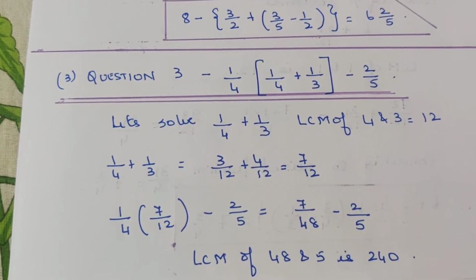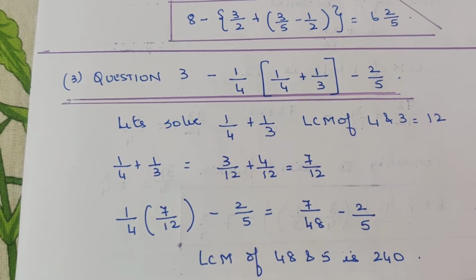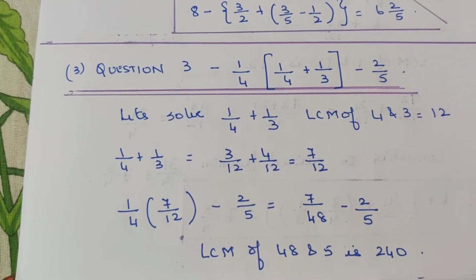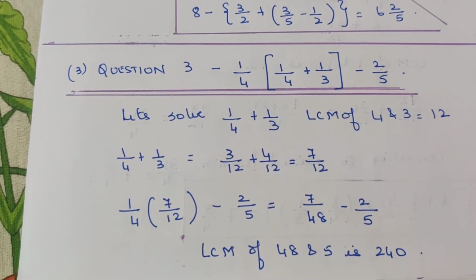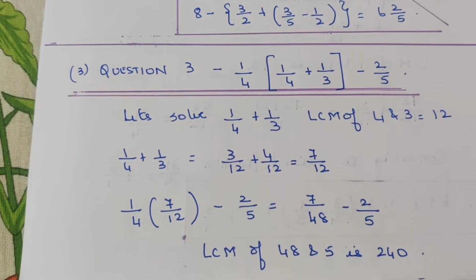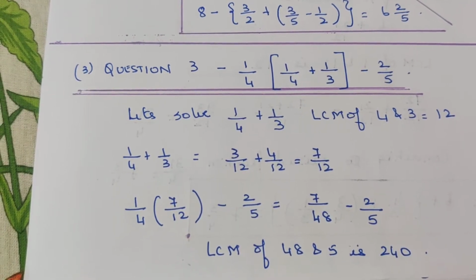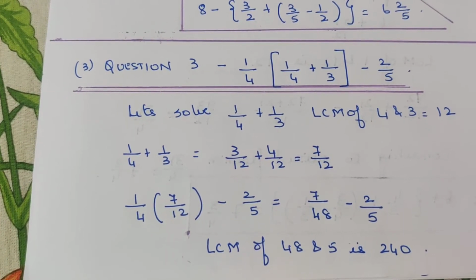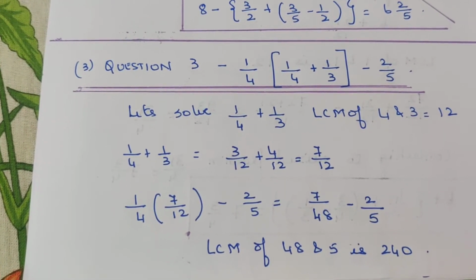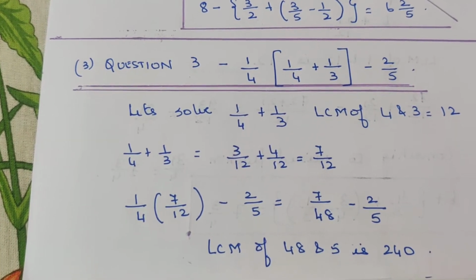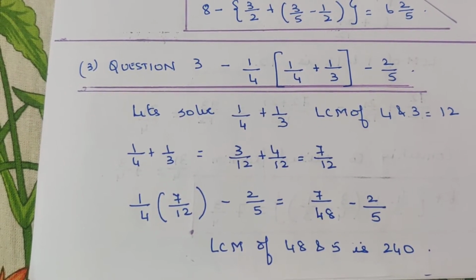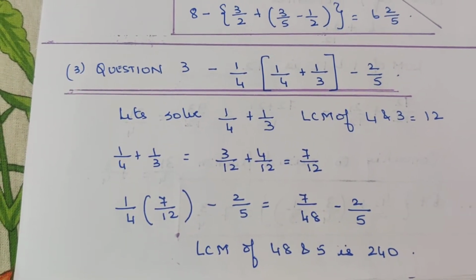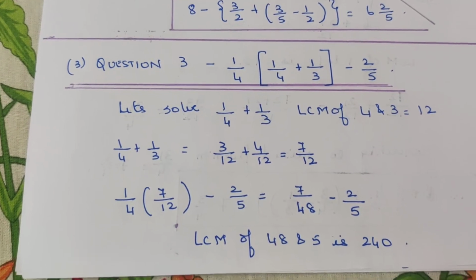1 by 4 into 1 by 4 plus 1 by 3 minus 2 by 5. First let's solve 1 by 4 plus 1 by 3. LCM of 4 and 3 is 12. Therefore 1 by 4 plus 1 by 3 is equal to 3 by 12 plus 4 by 12, that is equal to 7 by 12. Therefore now the equation becomes 1 by 4 into 7 by 12 minus 2 by 5, that is equal to 7 by 48 minus 2 by 5.